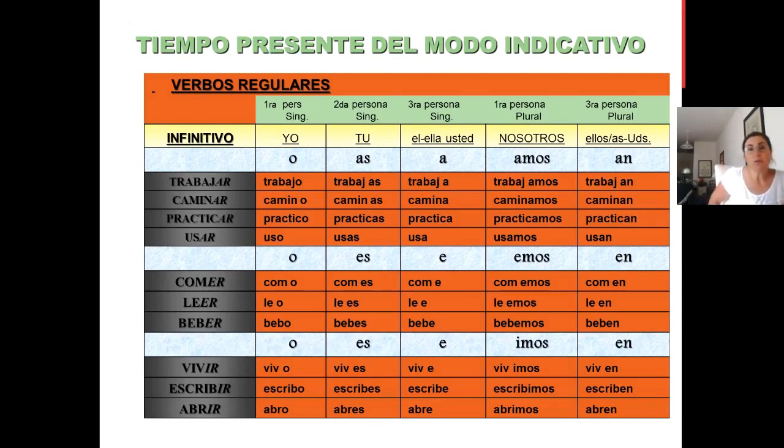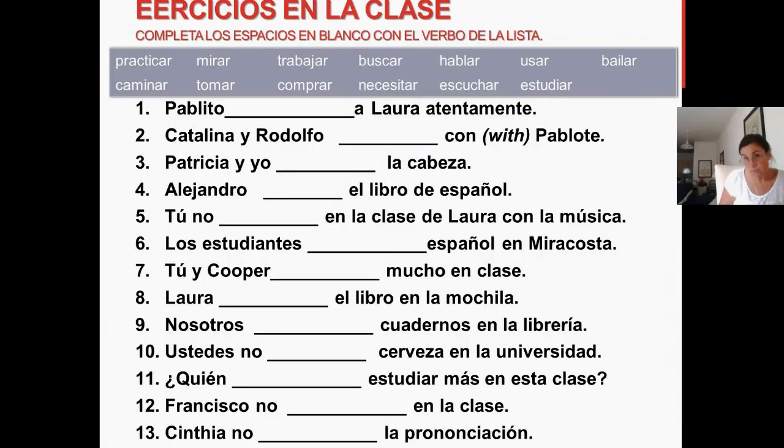So if I tell you, you know that I am doing an action. We don't know what action it is, but you know that it ends in an o. If I tell you, amos, you know that it's an action that we're doing together, and it's an R verb, right? In present tense.